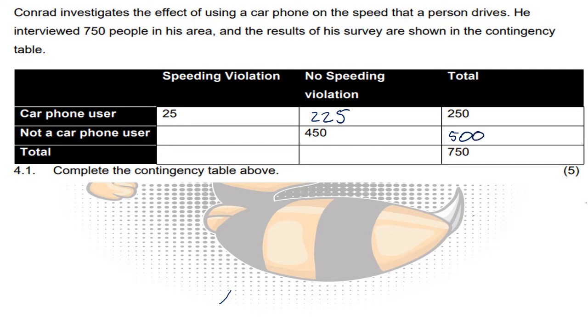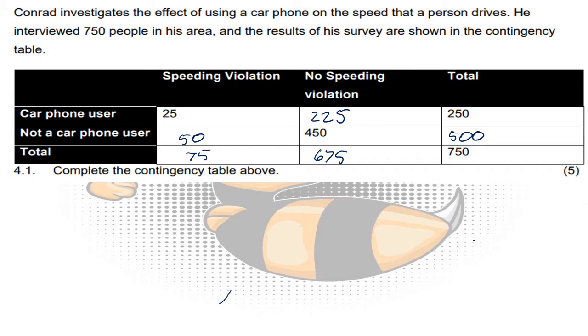Then 500 minus 450 will tell me how many people had a speeding violation and did not use a car phone. Now I can add up the 25 and the 50 for a total of 75 people that had speeding violations, and then the 225 plus the 450 for the number of people who did not have speeding violations.